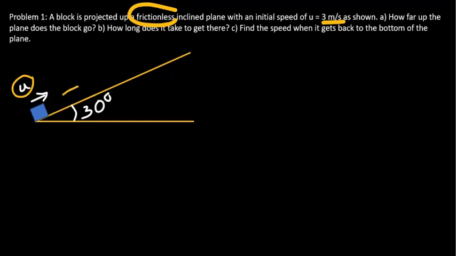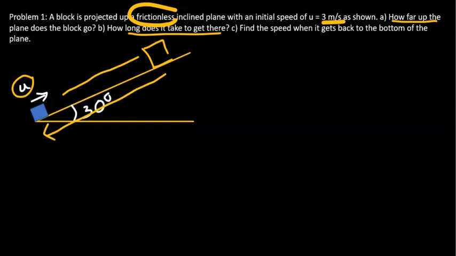and go against gravity. So the gravity will tend to slow it down, and it will move up to a certain height, and then it will stop. Now we want to know how far up the plane does the block go, and how long does it take to get there. And finally, what's going to happen to this block? It's going to come down back to the original position, and find the speed when it gets back to the bottom of the plane, the original position that is.